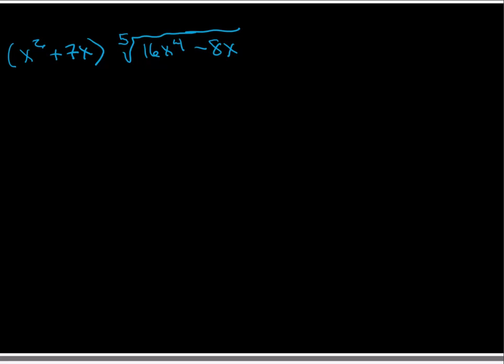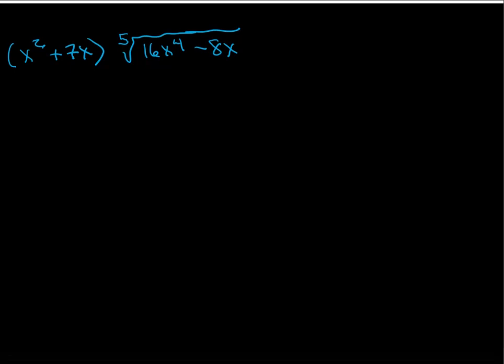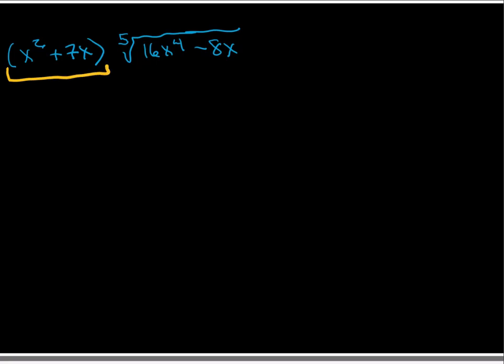So y prime equals. Okay, well, let's see here. What's the overall thing going on with this function? Is the 5th root the main event, or is that just part of it? That's just part of it, isn't it? The main thing that's going on is you've got that x squared plus 7x times that 5th root stuff, don't you? Do you see that? You have this piece times this piece. Does that bring back memories from the good old days?